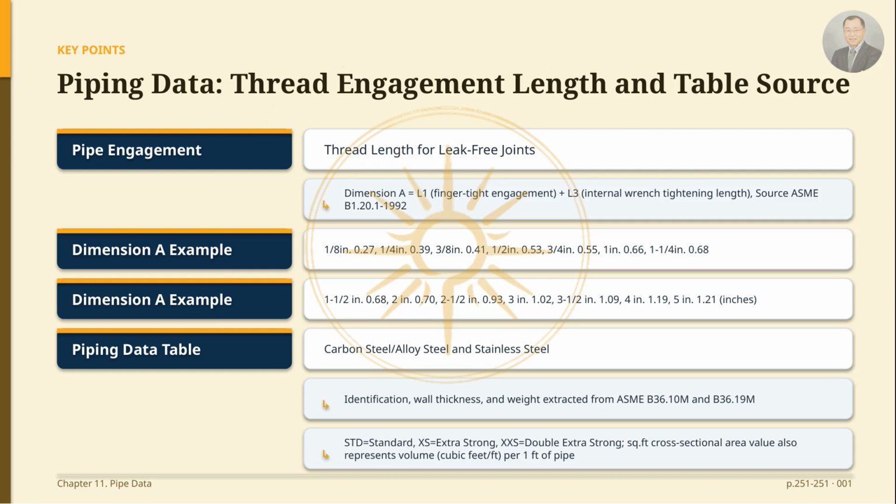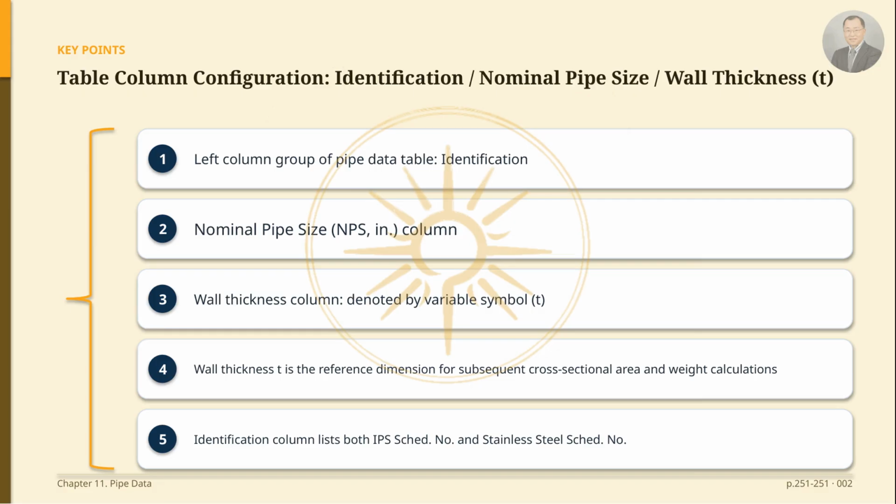Other detailed values are based on standard specifications such as ASME B1.20.1 and B36.10M, so please first verify the nominal pipe size, material, and schedule grade, such as STD or XS, of your piping design before referring to the necessary values. Let me walk you through the column configuration of the pipe data table. On the left is the identification column, followed by the nominal pipe size in inches. Next is the wall thickness column, where wall thickness is denoted by the variable symbol T.